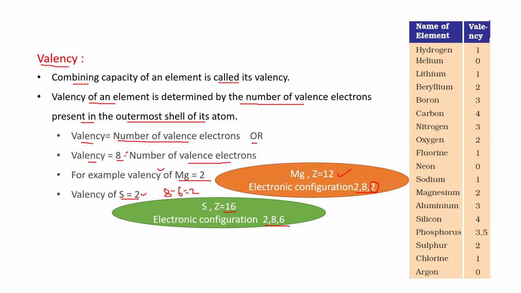This table shows the valency of some elements: hydrogen is 1, helium is 0, lithium is 1, beryllium 2, boron 3, carbon 4, nitrogen 3, oxygen 2, fluorine 1, neon 0, sodium is 1, magnesium 2, aluminum 3, silicon 4, phosphorus 3 or 5, sulfur 2, chlorine 1, argon 0.